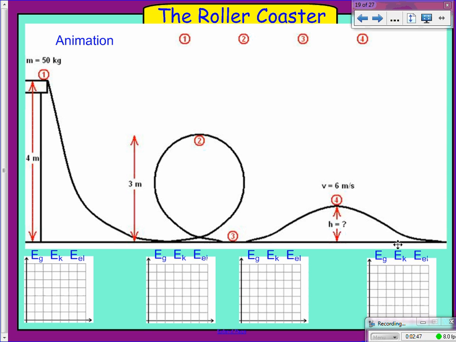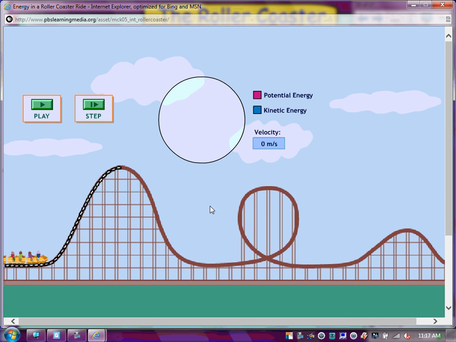There are going to be 4 parts that we will analyze in this problem. Before we do this problem, I'd like to show you an animation that shows you this exact situation. What I'm going to do is play this. As the cart gets to the top, it's all potential. Then it goes down, and you'll notice how the energy is changing as it goes through that motion. Let's play it again. As elevation changes, it turns all into potential. At the bottom, it's all kinetic, and then it gains a mix as it goes through.